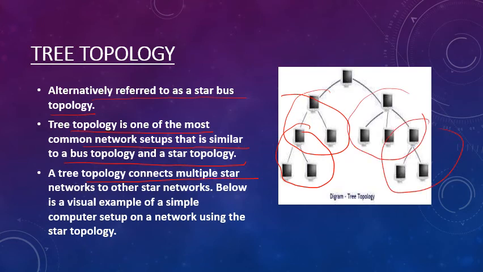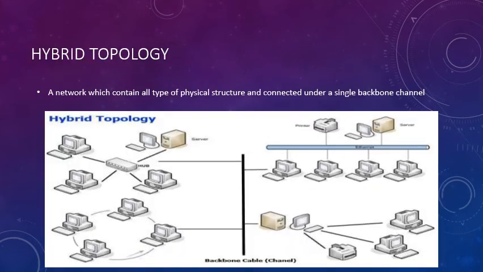So a tree topology connects multiple star networks to other star networks. Computer setups on a network use a star topology. So it is a tree-like structure where multiple star topologies are connected with each other. So they form a topology known as a tree topology.